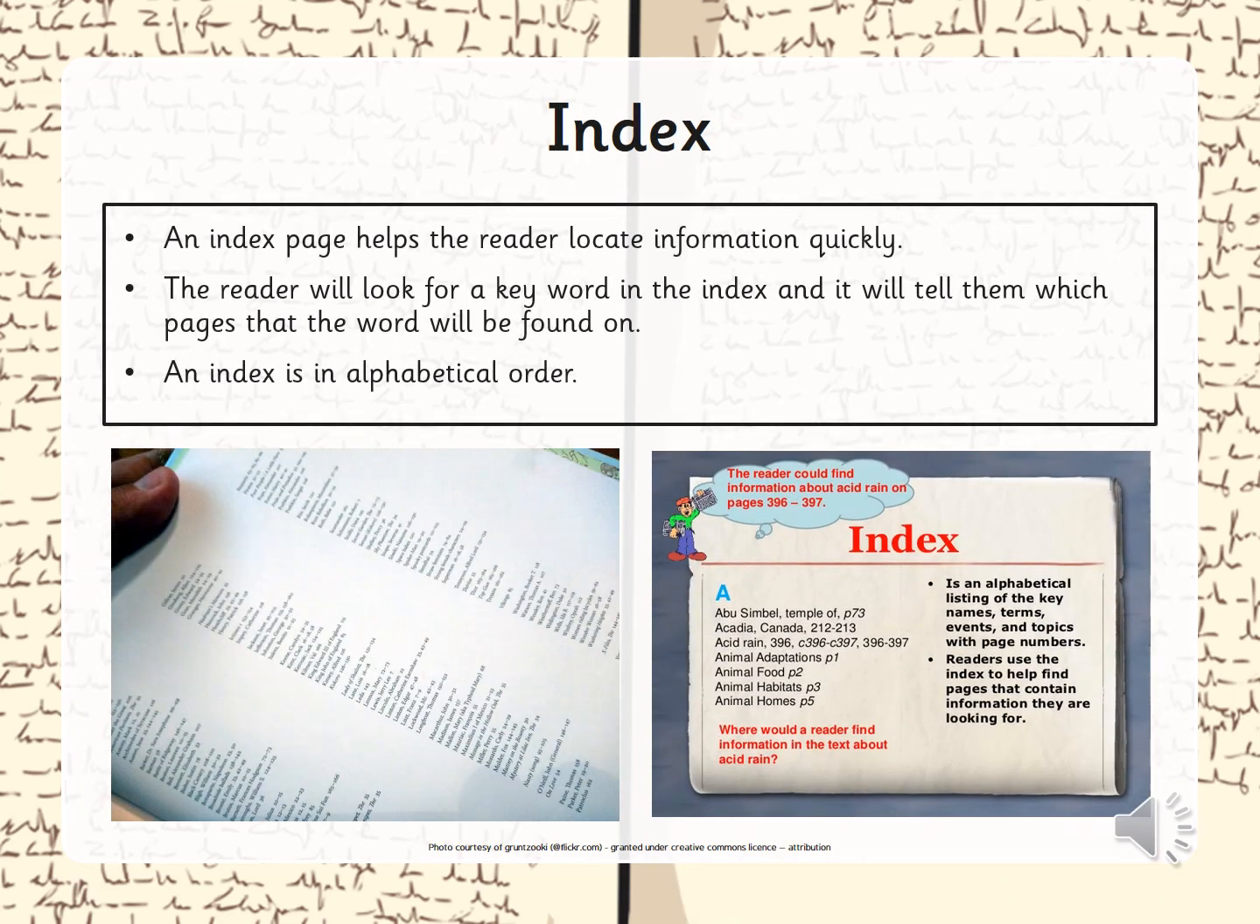A non-fiction book has an index. An index page helps you, the reader, to locate or to find the information quickly. The reader will look for a keyword in the index, like a particular word or topic, and it will tell the reader which page or pages that the word will be found on. An index is also arranged in alphabetical order.